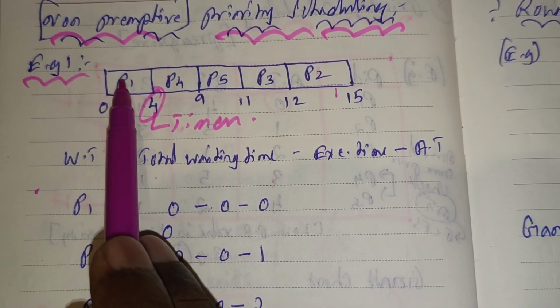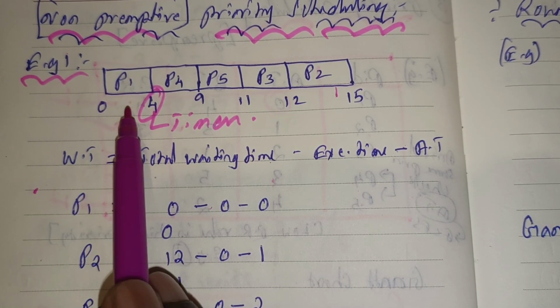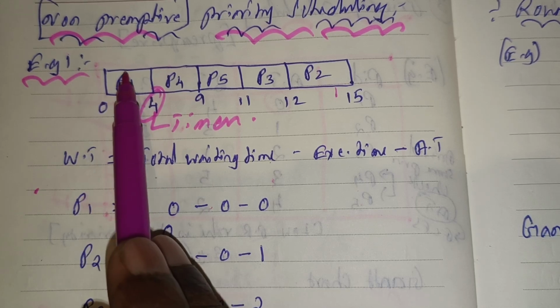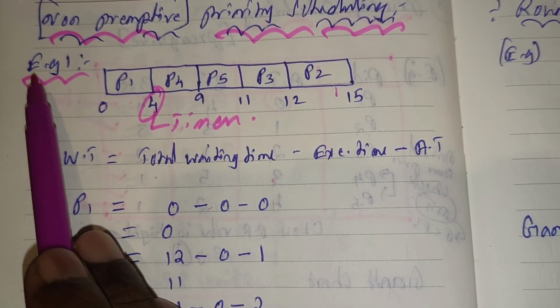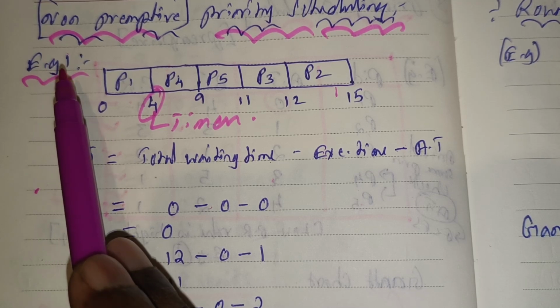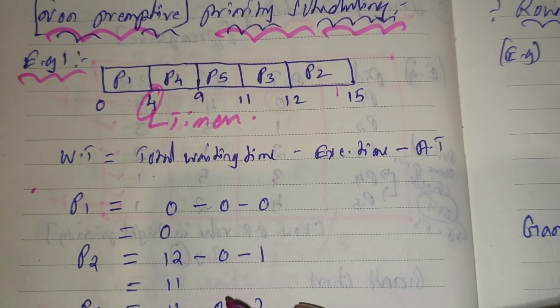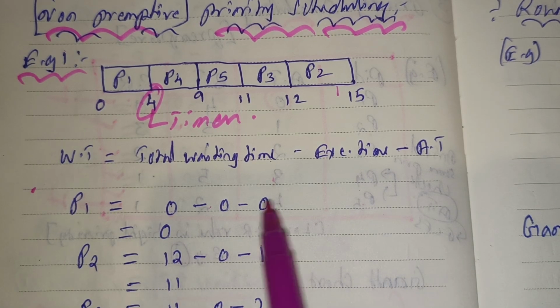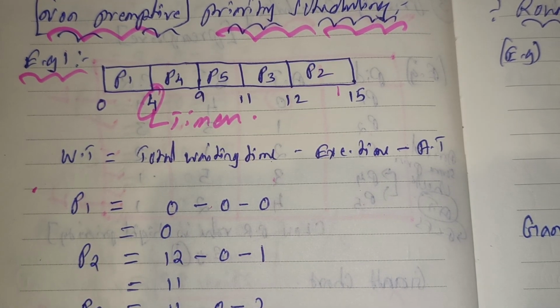Right? The execution time for P1 is 0, not 4. That is burst time, it is not execution time. Execution time means whether process 1 has previously been executed anywhere. If it has been executed for 2 minutes or 1 minute, you need to mention it here. So the execution time for every process will be 0 here. I'll tell you why. And minus arrival time is also 0. So P1 waiting time is 0.